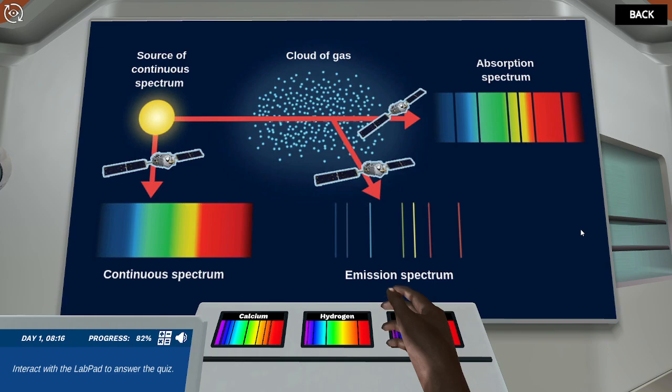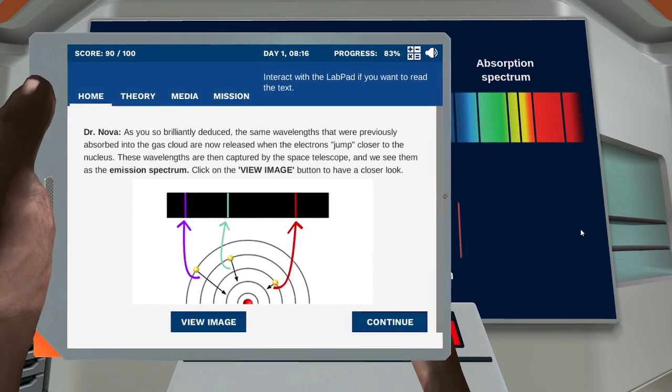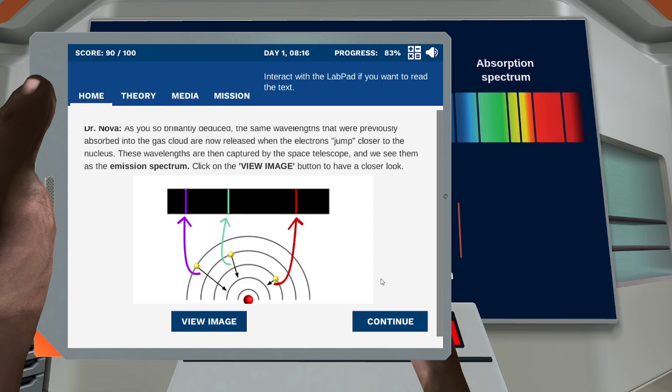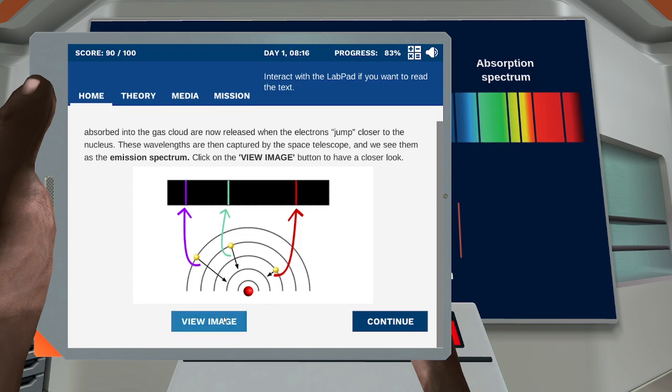That is because the photons an electron can absorb to jump to a higher energy level are also the photons it can emit to jump from that higher level back to the lower level. As you so brilliantly deduced, the same wavelengths that were previously absorbed into the gas cloud are now released when the electrons jump closer to the nucleus. These wavelengths are then captured by the space telescope, and we see them as the emission spectrum. Click on the View Image button to have a closer look.